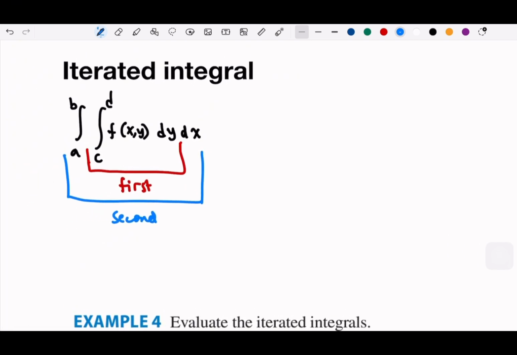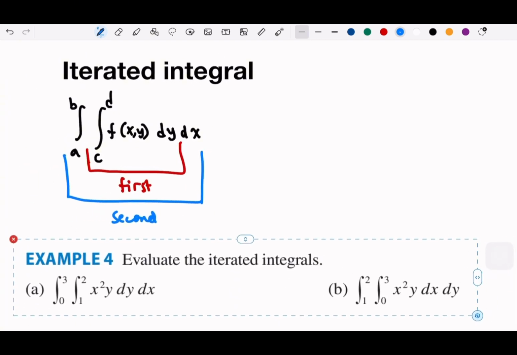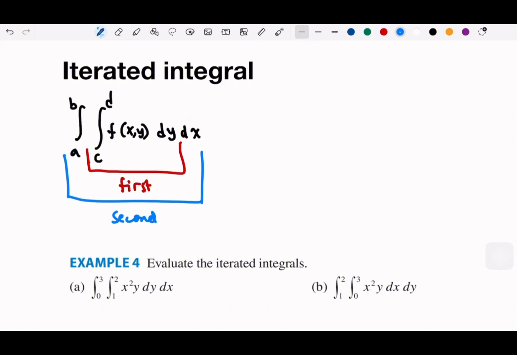Based on that, we have examples now. The same surface, x squared y, when we change the order of integrations, dy dx and dx dy. They all have the same constants, but a different order. First, y is 1 to 2. This is also y from 1 to 2, and x is 0 to 3. So this inside integral is on y, and the outside integration is for x. Let's see what we have.